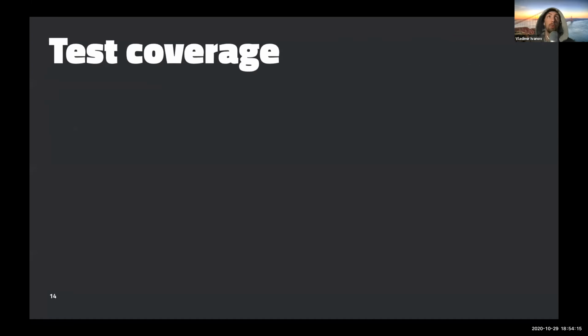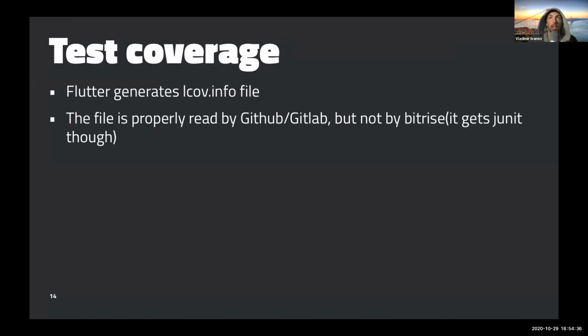Yeah. Moving on to test coverage. So obviously you want to run tests and publish the test report, but you also want to have the coverage and to analyze the coverage. And the Flutter works like the following. So it generates the LCOV info file. And the good news is that if you're using GitHub pipelines or GitLab or other systems, you may have the functionality of reading that file out of the box. Unfortunately, it's not the case for the Bitrise. Bitrise works with the JUnit reports. Well, fair enough. So in order to have it displayed, you need to do some additional steps.